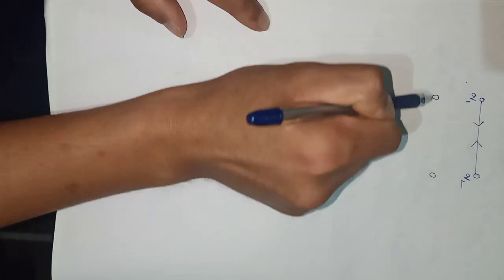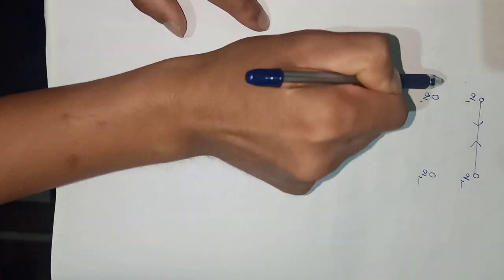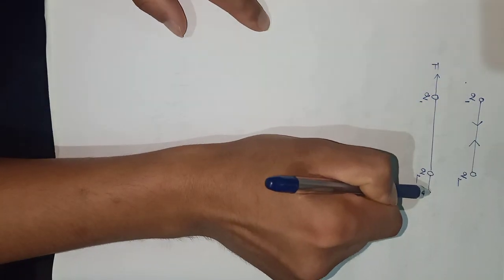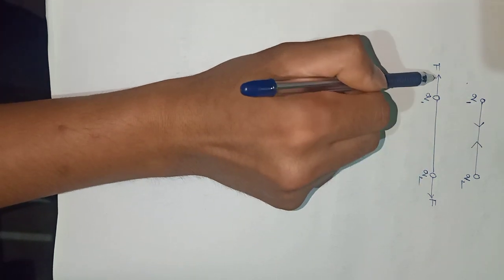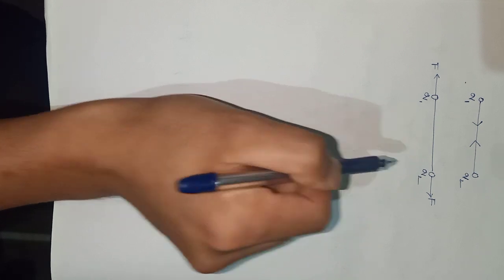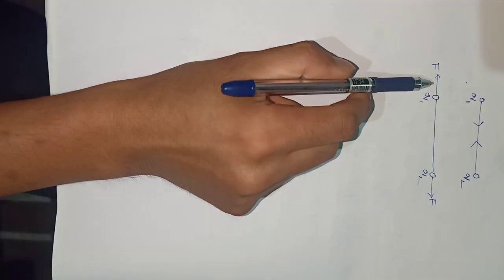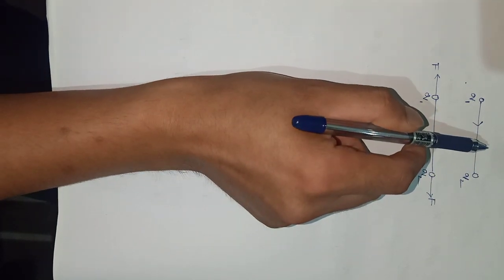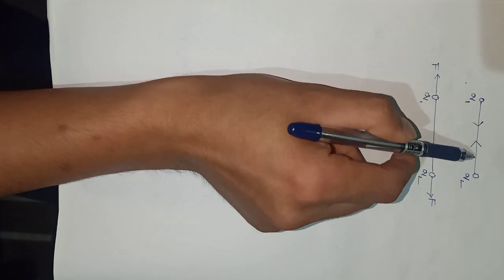This is Q1, this is Q2. So the force will act outwards. But in any of these cases, the force acts along the line that joins the two charges. So when we talk about like charges, since they move away from each other, the force acting between them will be in the outward direction. But when we talk about unlike charges, the force experienced would be in the inward direction.